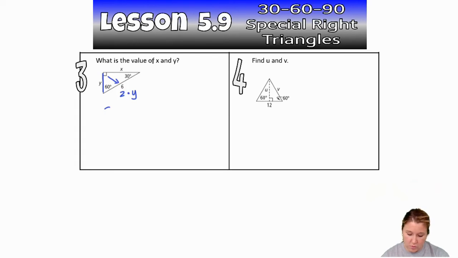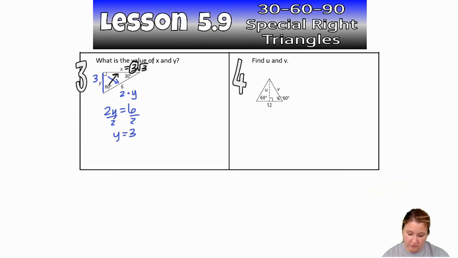So if I have 2y is equal to 6, or 2 times y, I'm going to divide by 2, and so y is equal to 3. So this side length across from 90, remember that's going to be kind of my base part. So that's going to be 3. And then I know that across from the 60 is going to be that base number, which is 3 times the square root of 3. So across from 60 is going to be 3 times the square root of 3.